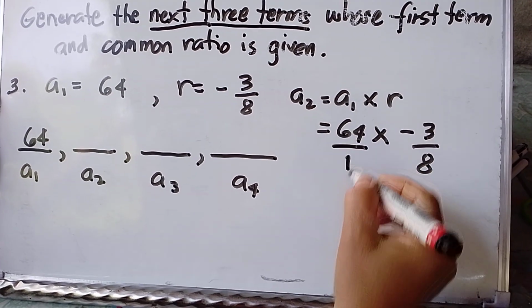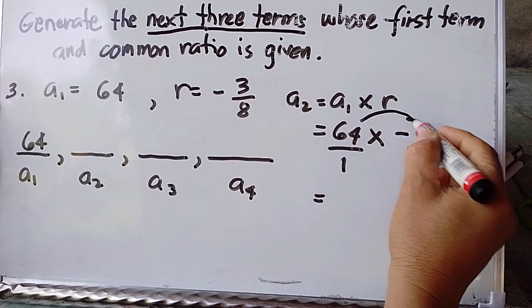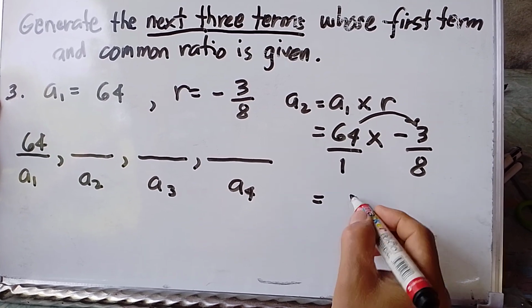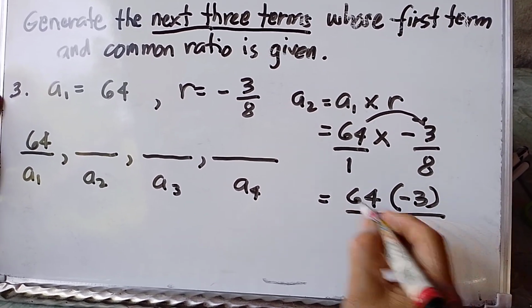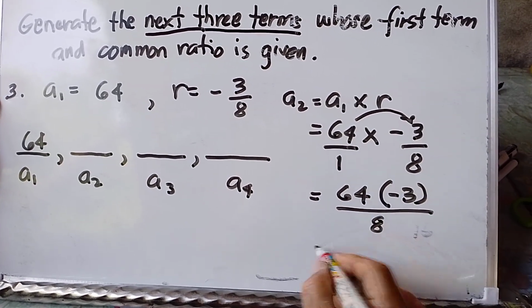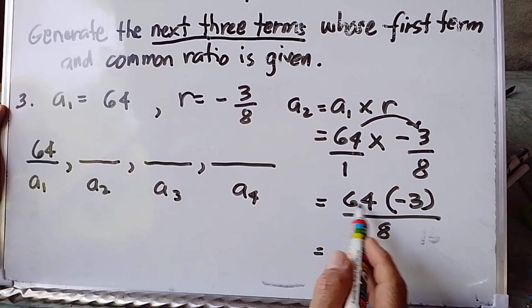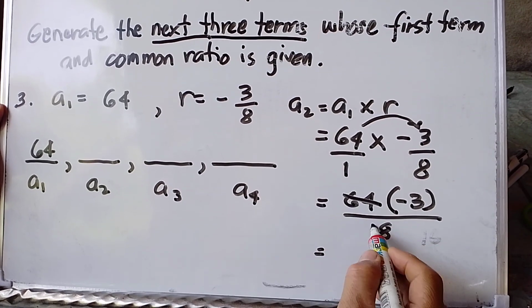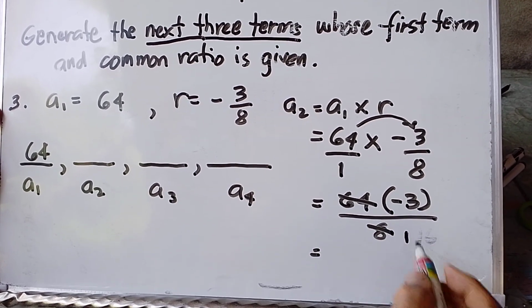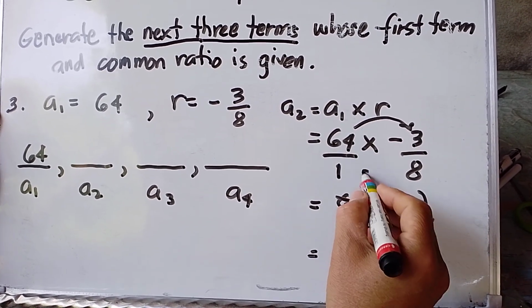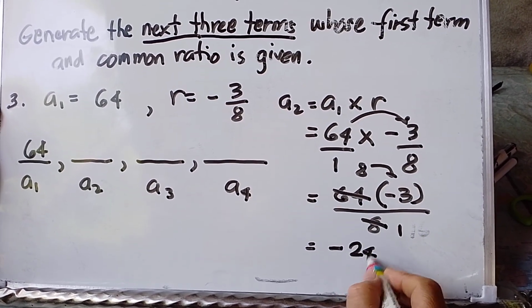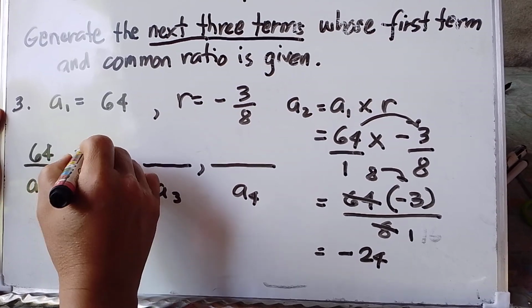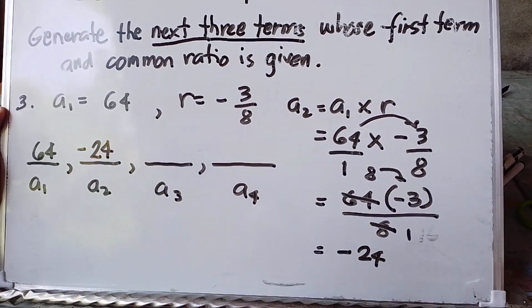Since there is 1 in here, so we just multiply. This will be 64 times negative 3. Then 1 times 8 is 8. Let us divide 64 by 8. This will be divided by 8. So this 1, this is equal to 1, and then this is 8. So 8 times 3 is negative 24. So our second term will be negative 24.